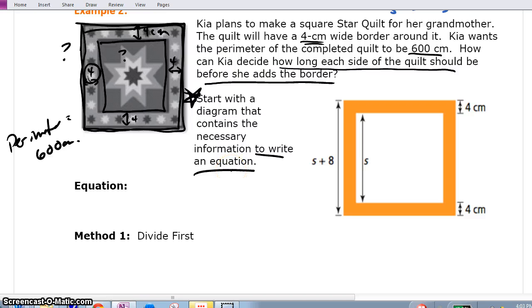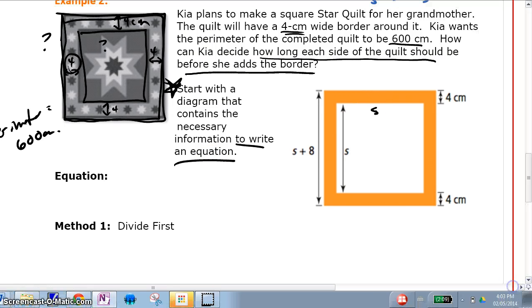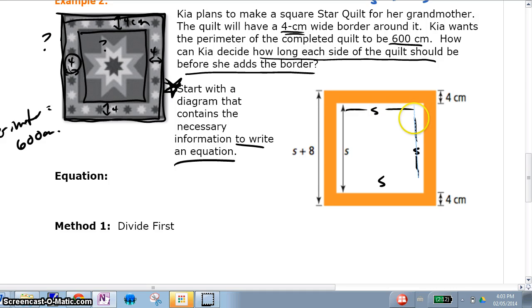So here's the other thing we can figure out. If we put an s in here as the inside dimension, then we see that the inside perimeter is 4 s's. And if we use that 4, well, this is an s in here, and we're adding 4 to the s here, and we're adding 4 to the s here. So this whole side is actually s plus 8.